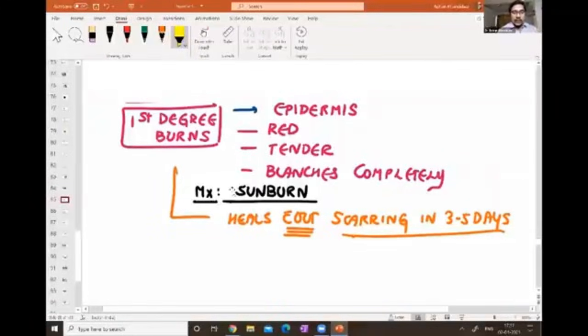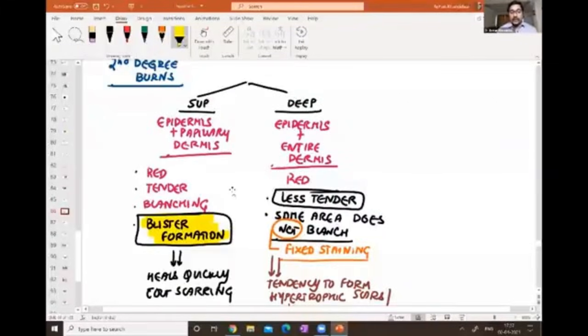Second degree superficial burns involve the epidermis plus the papillary dermis. Blister formation is the classical finding here, which you should know about. It heals quickly without scarring.